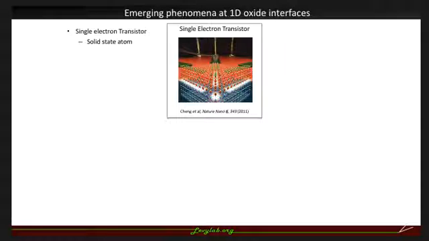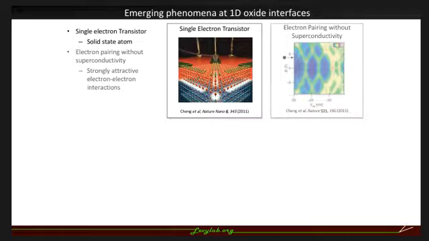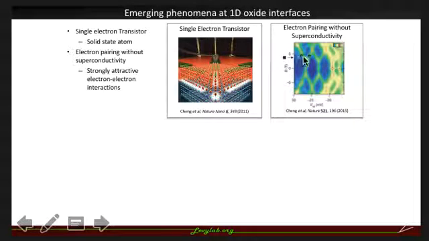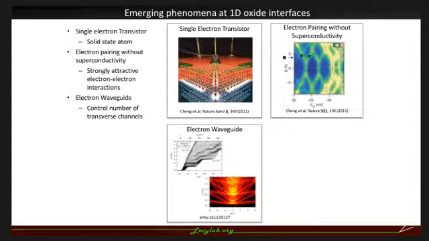And so this is essentially a solid-state atom and can potentially be used as a building block for making quantum materials. So we can also create devices which exhibit electron pairing without superconductivity. So here you have a state with paired electrons, and then as you increase the magnetic field, these split into single electron states. And this splitting happens at a magnetic field much higher than the critical field for superconductivity, and this indicates that we have strongly attractive electron-electron interactions in these devices.